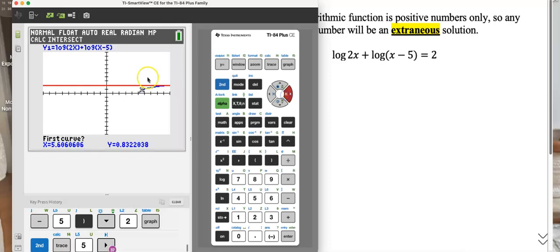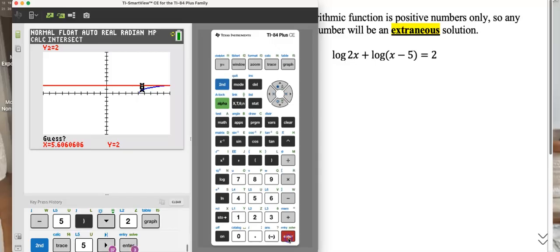Okay, finally, we have a blinky dot. Now, once you've got the blinky dot, hit enter 3 times. Boom, boom, boom. There's our answer: x equals 10.